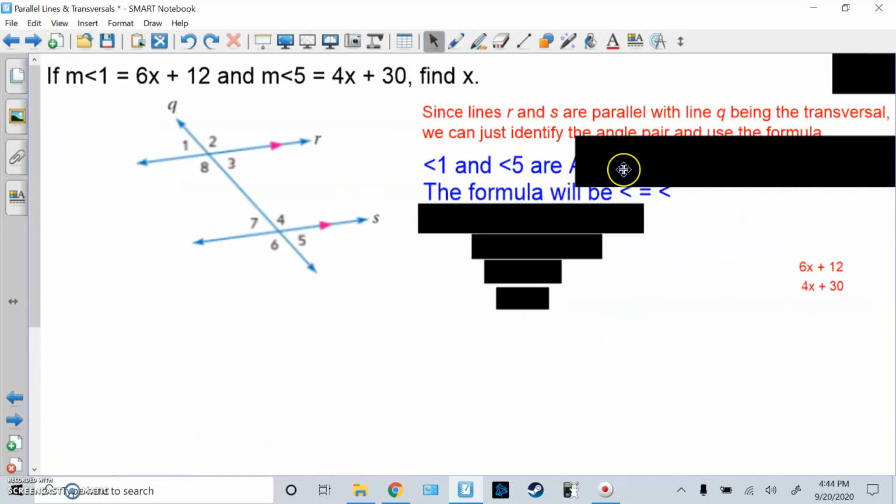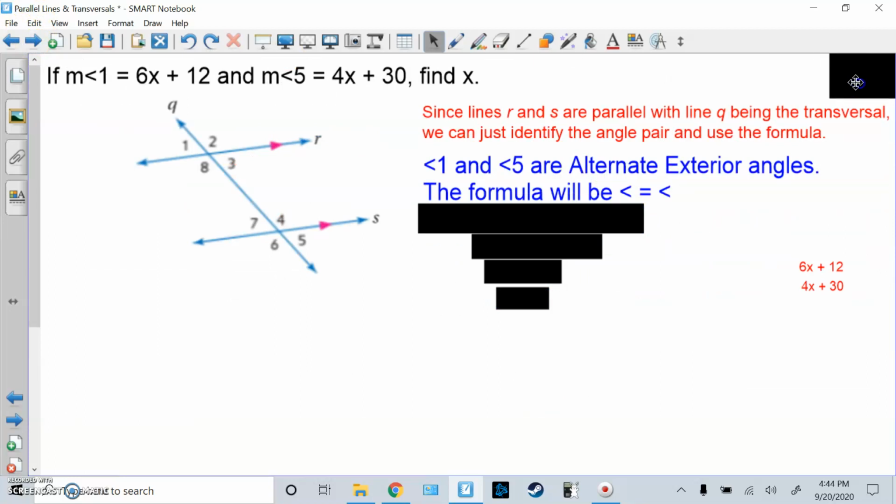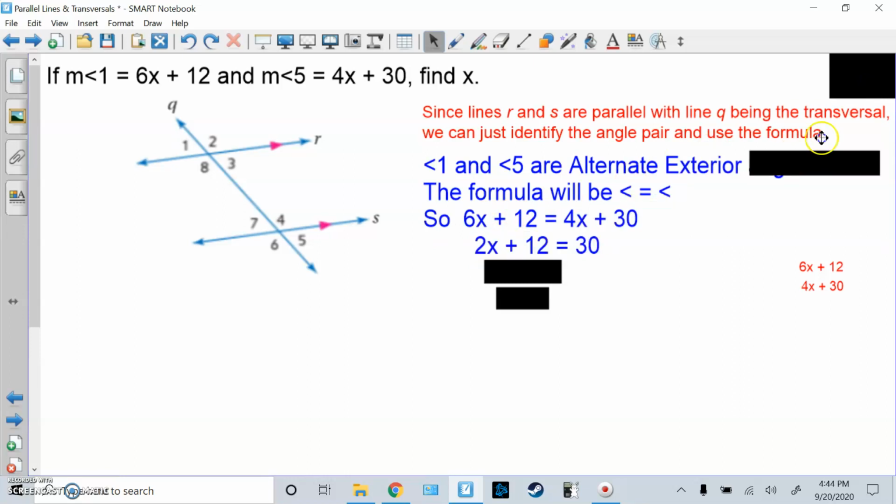Alright, so angle equals angle. Fill in the formula. Solve for x, I'm going to subtract 4x both sides. Then I'm going to subtract 12 both sides, then I'm going to divide by 2, get x equals 9. And like before, if you don't recognize alternate exterior, you can do the trick where you use corresponding, move them around, and then do either linear pair or vertical angles.